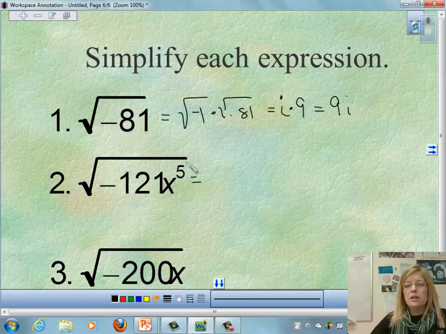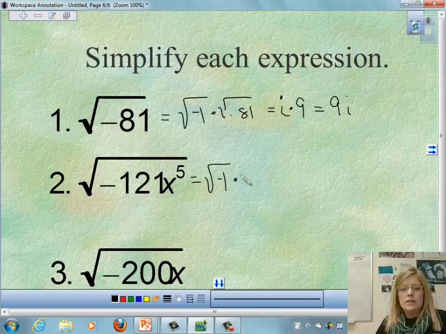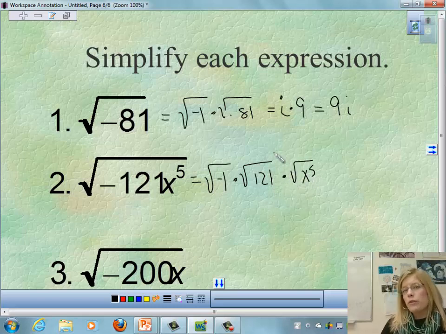Second, we have a radical -121 x to the 5th. Again, break it up in parts. It's going to be the easiest. Pull out your -1, radical -1, times a radical 121, times a radical x to the 5th. Remember, we have a variable. What do we do with variables and exponents? You have to divide that exponent by 2. That number goes on the outside with the letter, and then the remainder is on the inside. So let's see if you remember.